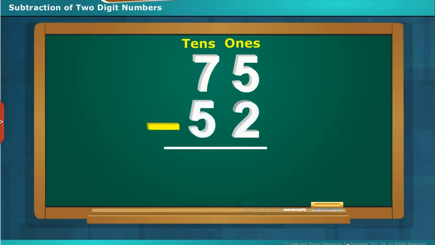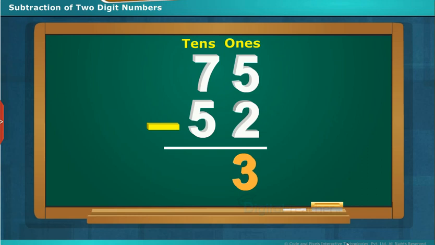For subtraction, we are going to subtract from the right end as we did in the addition. So, here we have to first subtract the digits in the ones place and after that subtract the digits in the tens place. In the ones place, we get the number 3 by subtracting 2 from 5. We should write the number 3 under ones column.